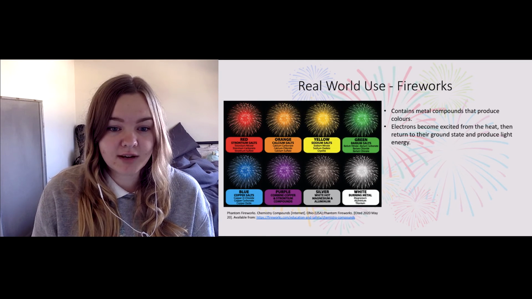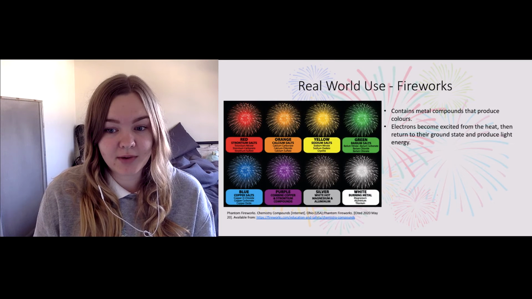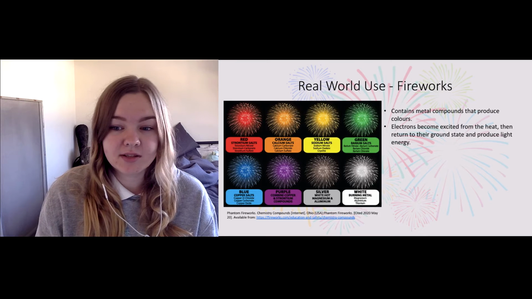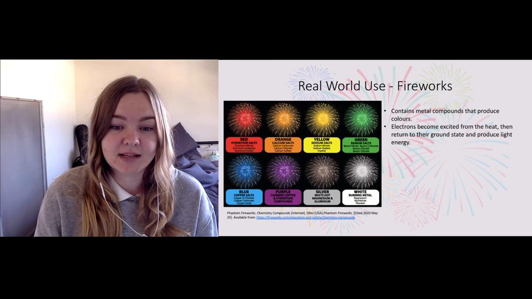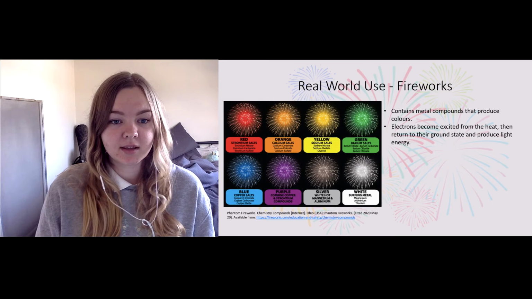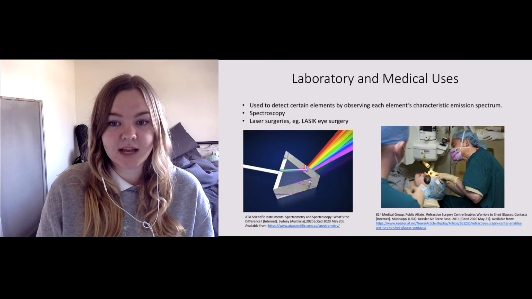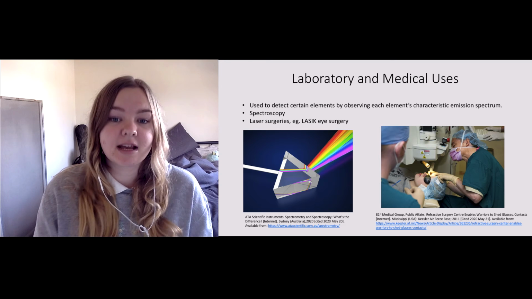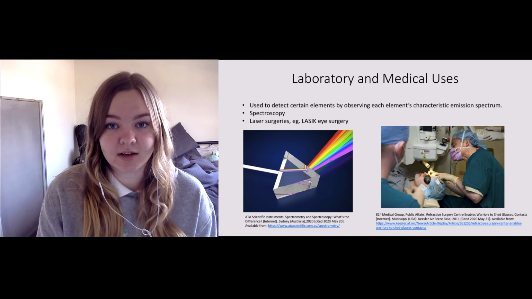The combination and arrangement of the metal compounds within each firework allows various colours and unique patterns to appear as they explode. The compounds used in fireworks are often the same ones as investigated in the above experiment. The principle of excited electrons producing energy is also significant in a laboratory sense, as it is a way in which scientists can determine what elements are present in a compound.